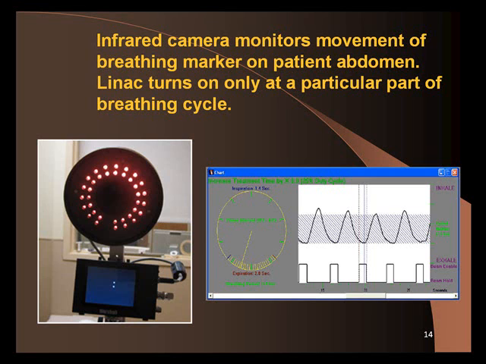So that way we can turn the beam on only when the tumor is in that right spot, the spot where we want to treat it. Okay? So that's called breath-gated radiotherapy.